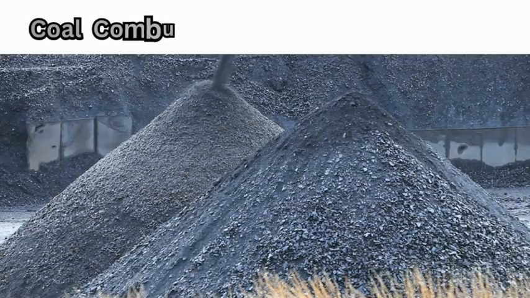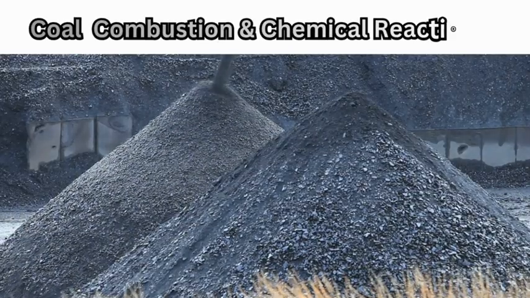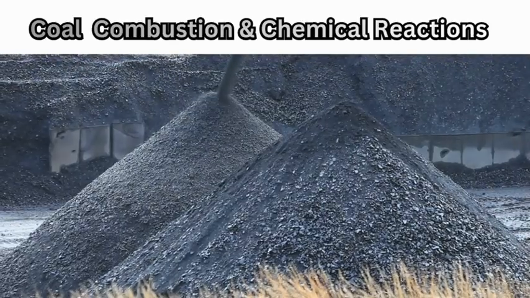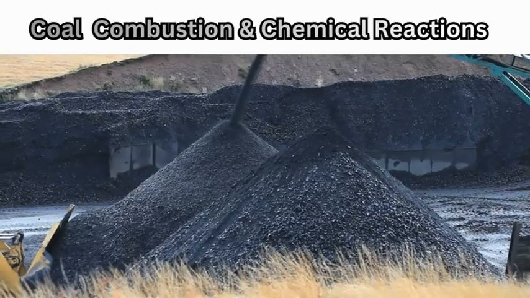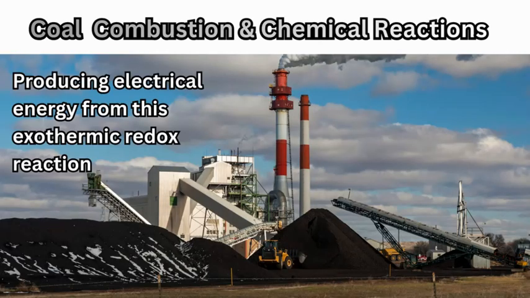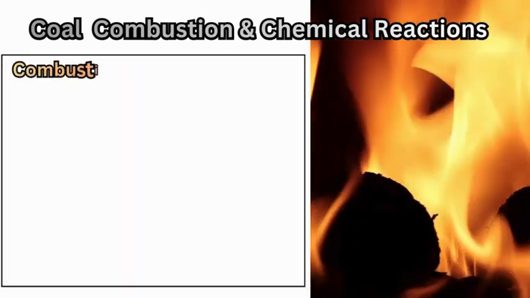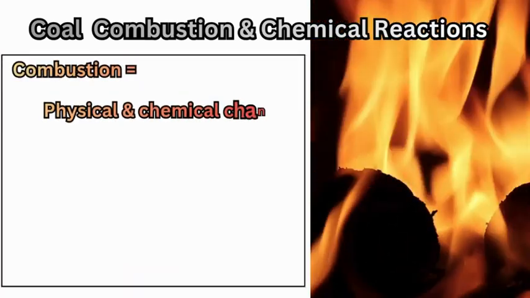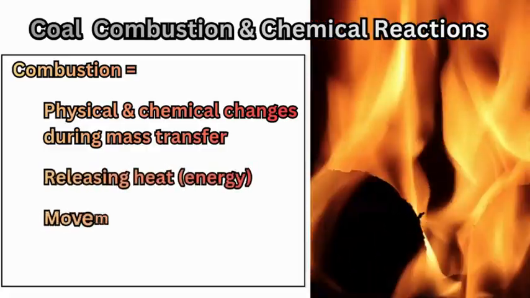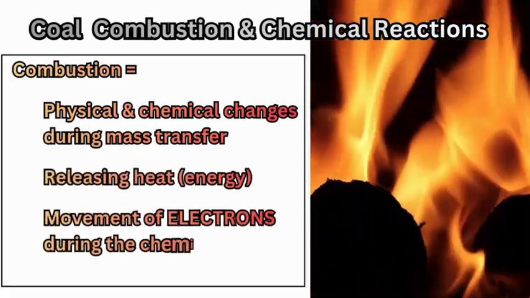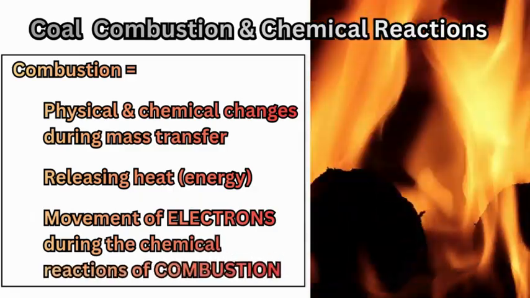In today's industrial society, we utilize coal in coal power plants to produce electricity through combustion and capturing the heat generated from this exothermic and redox reaction when coal is ignited and combustion occurs. Now, combustion is defined as chemical reactions, including physical changes in mass transfer and the release of heat, which means exothermic, and the chemical reactions are mainly redox, which means the transfer and movement of electrons.